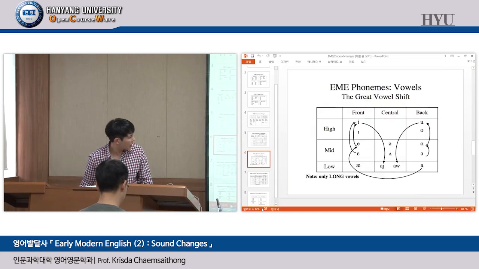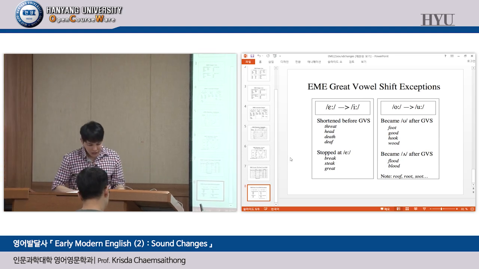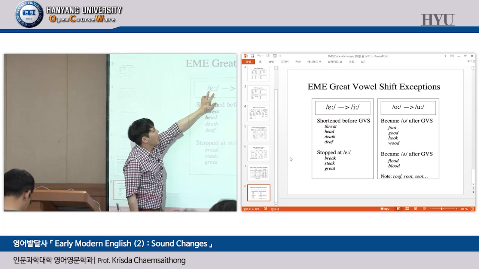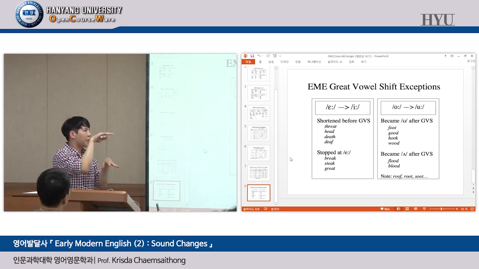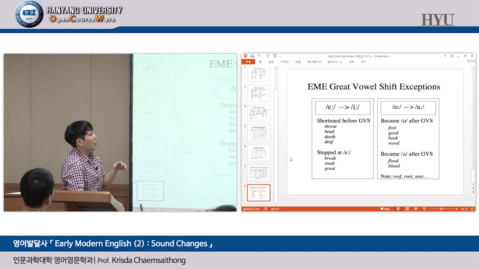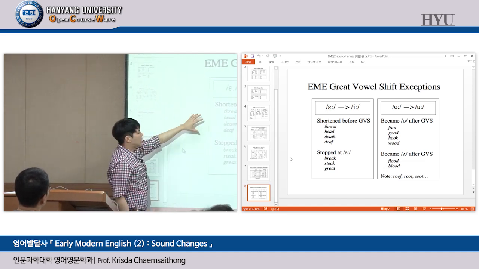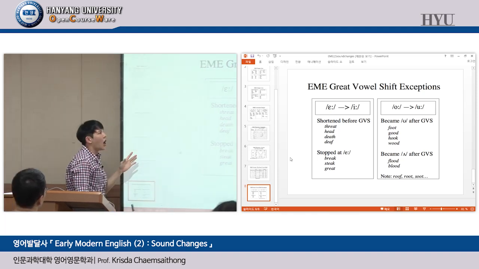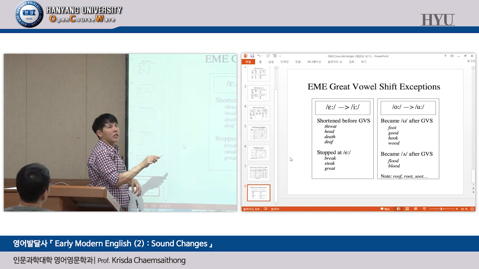Coming back to the slide, these are the exceptions that we talked about before. The A to E change has a middle step, where the A changed to A. And these are two exceptions. Not all words with A change to E.